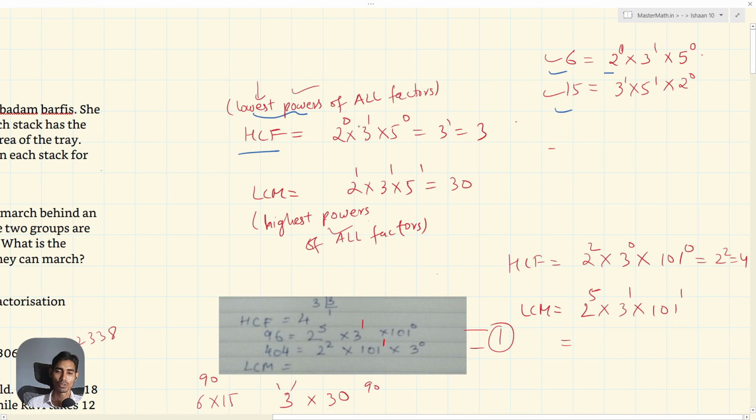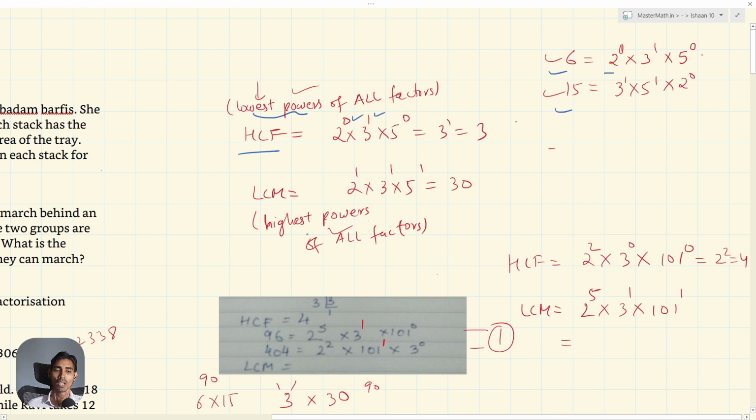2 power 0 is the lowest power, 0. And 3 power 1, the minimum is 1 in both the cases, 6 and 15. And for 5 it is 5 power 0 in the first case. So 3 power 1 is 3.